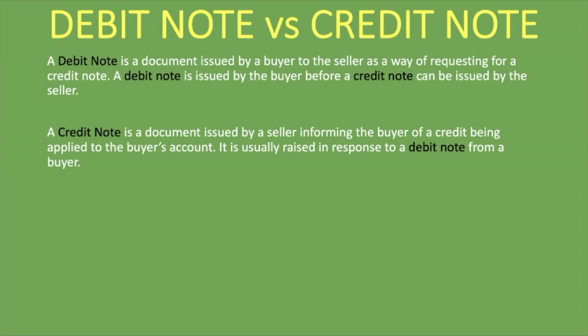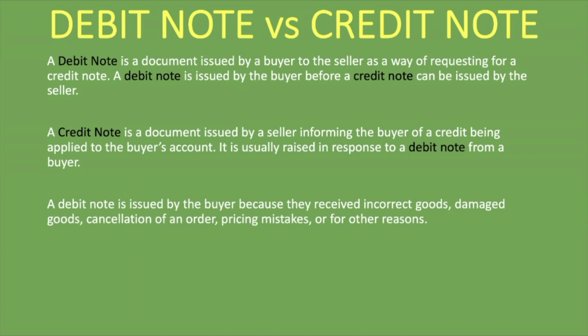What are those reasons that would cause a debit note to be created by the buyer and for the seller to eventually issue a credit note? Well, here they are. A debit note is issued by the buyer because they received incorrect goods, and that will be detailed in the initial invoice. You may see incorrect goods there.